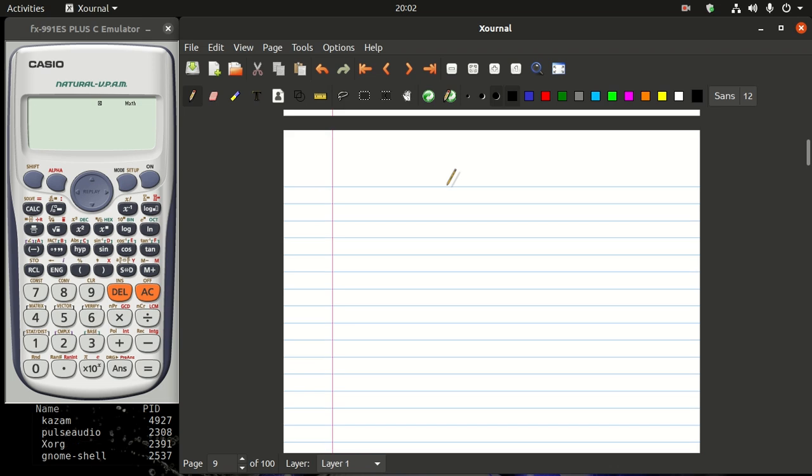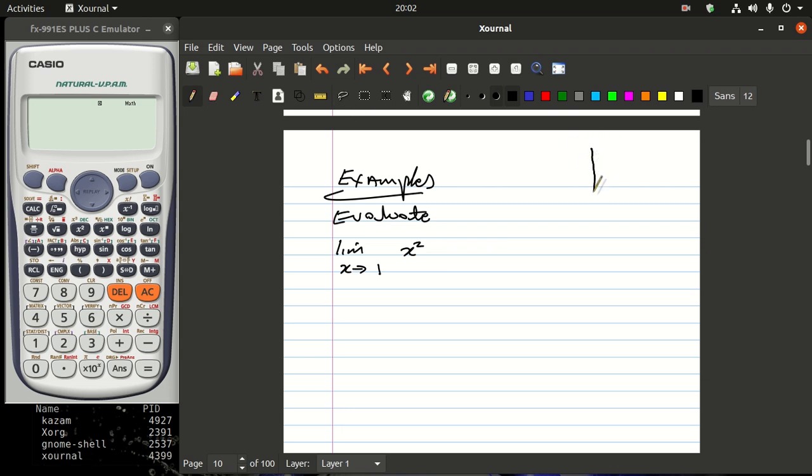Let me take some examples here and see what we're going to do. Suppose I have f of x equal to... Suppose I'm saying evaluate the limit as x approaches 1 of x squared. So I want you to evaluate this. Basically, what we are saying is: draw this curve.